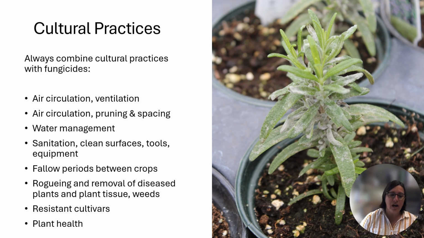In addition, weeds can often serve as a green bridge and carry the pathogen from season to season or from crop to crop. So when we talk about roguing, that also means keeping a weed-free environment in your greenhouse. Resistant cultivars, I mentioned this earlier. Anytime there's a resistant cultivar available, I highly recommend trying it. It'll save lots of money in fungicides and reduce that risk of any losses from disease.